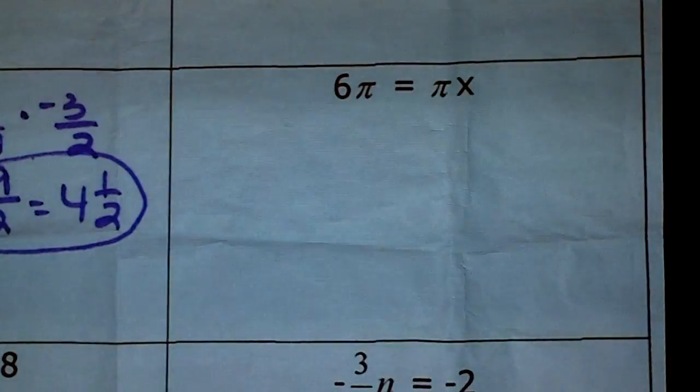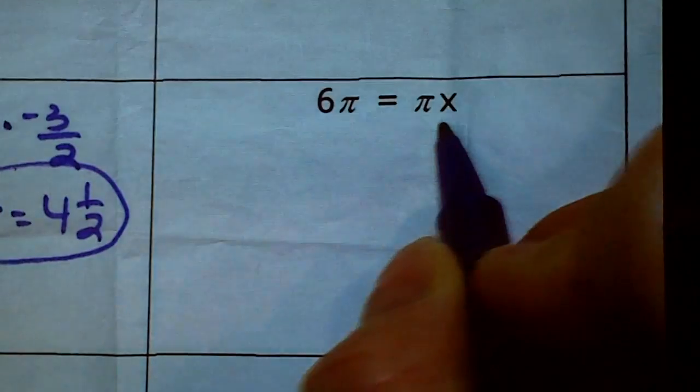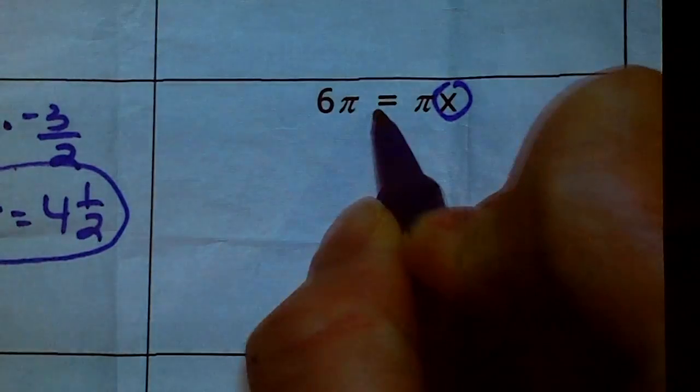All right, here's that pi again. Hopefully you're not too hungry when you're doing this. So I have 6 pi equals pi times x. And the first thing you have to figure out is, what am I solving for? I know that pi is a symbol, but it's not what we're solving for. We want to solve for the letter. So I want to solve for x.